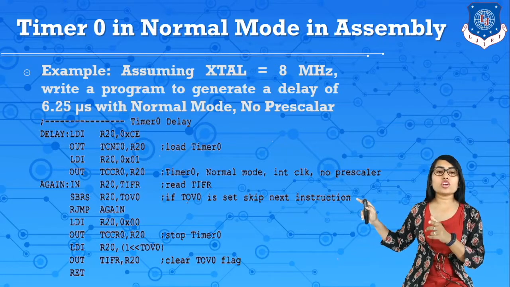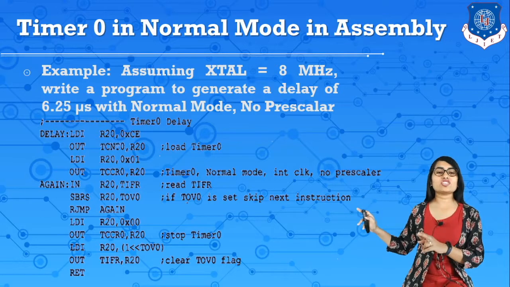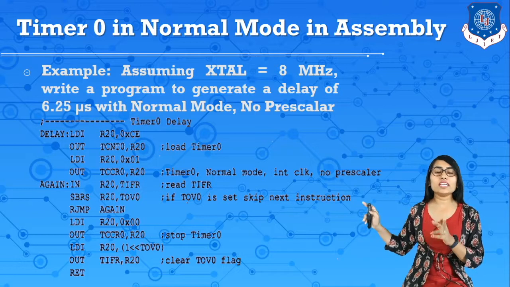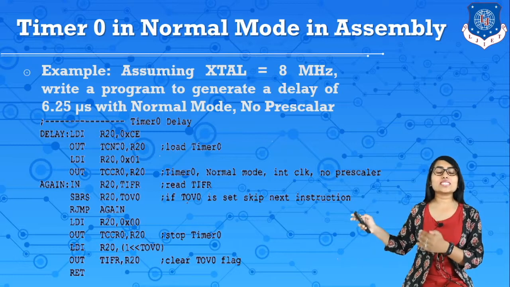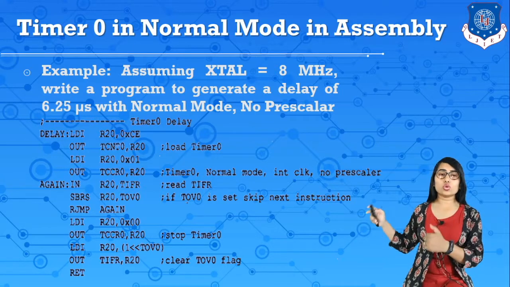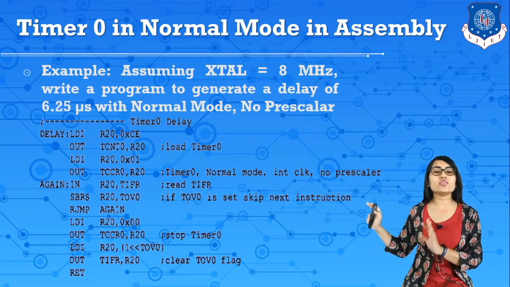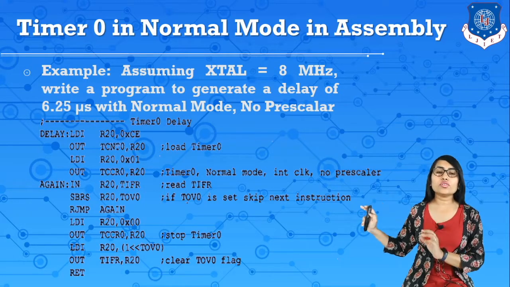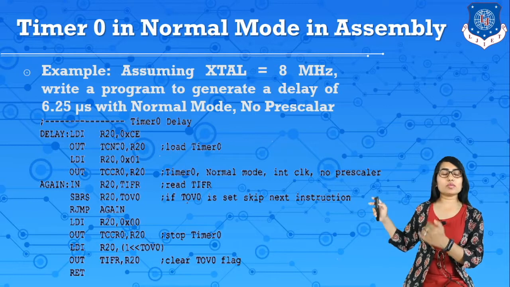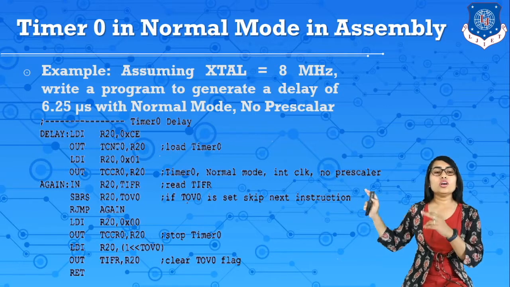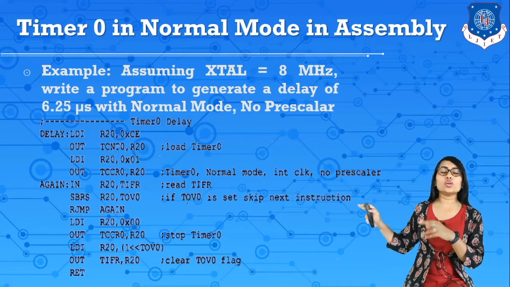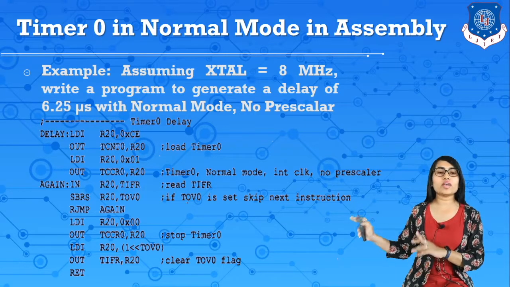So again the value of TIFR is copied in R20 and it checks the value of TOV0. This continues as long as TOV0 is equal to 0. Whenever TOV0 is equal to 1, it skips the next line, that means RJMP again is skipped and it goes to the next line. So the SBRS instruction is used to check the value of TOV0. If TOV0 is equal to 1, then it skips the next instruction, otherwise it jumps back to read TIFR. So continuously it jumps and monitors the value of TOV0.